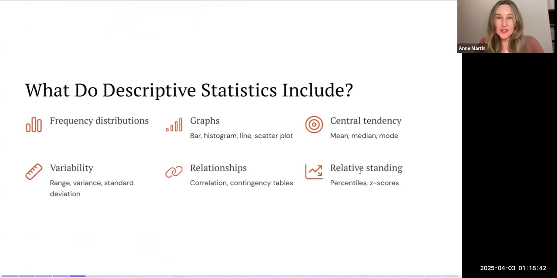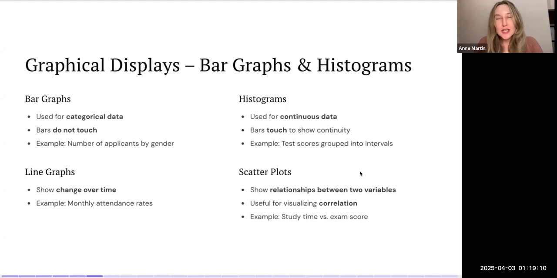So what do descriptive statistics include? Frequency distributions in terms of frequency count or maybe ranges to show you how many of each different variable or category occurred. You might see graphs, you might see measures of central tendency like mean, median, and mode, the variability across the data set, relationships between variables, and then relative standing. So you will see some examples in the chapter of some of the different graphical displays like bar graphs, line graphs, and scatter plots for correlation.